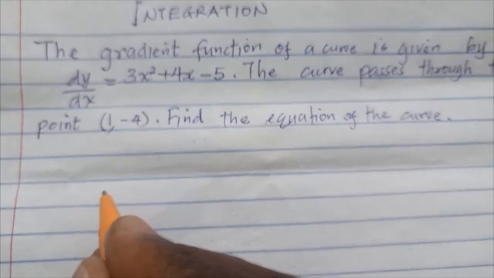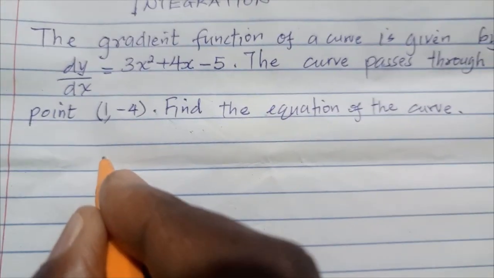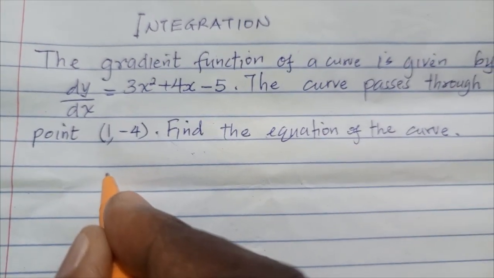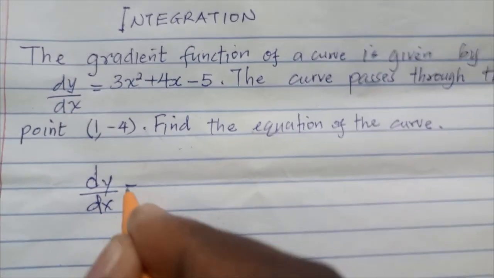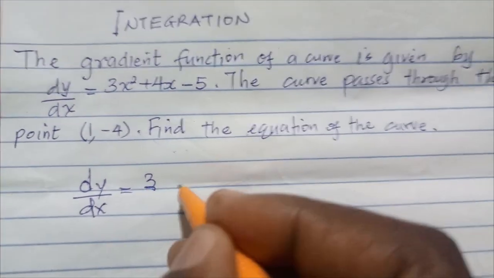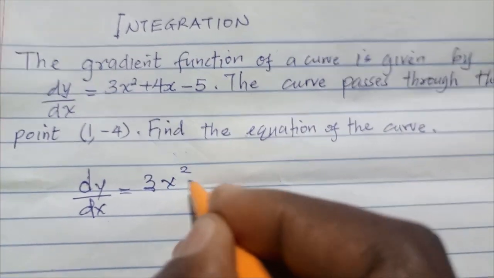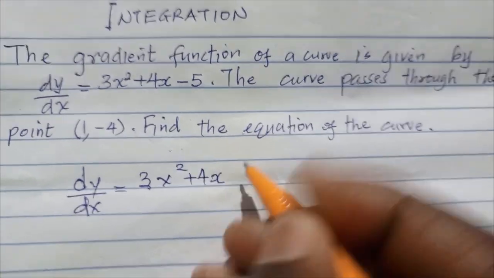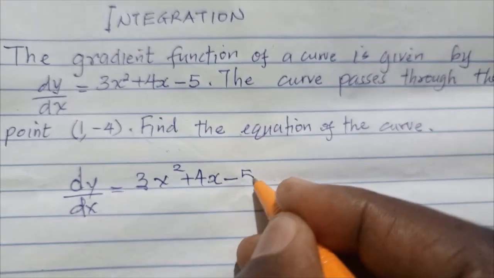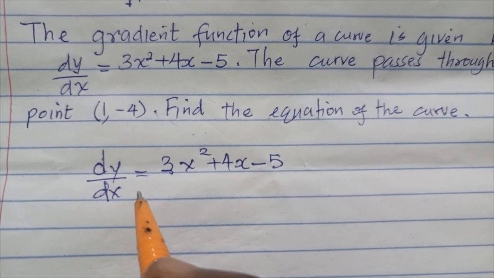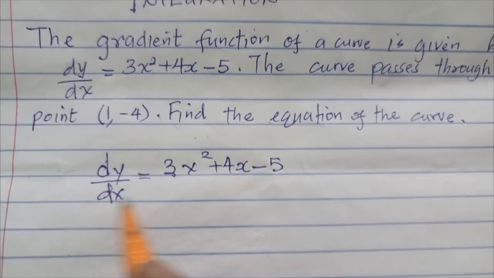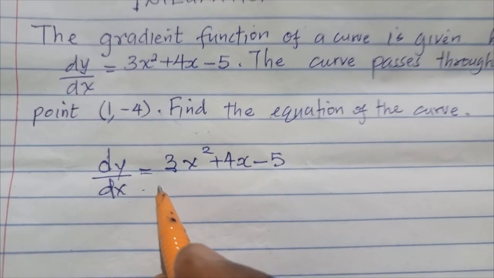So here, what we've been given is what we are referring to as the gradient function. dy/dx is equal to 3x squared plus 4x minus 5. So we have to get the function or the equation from which this gradient function was found.